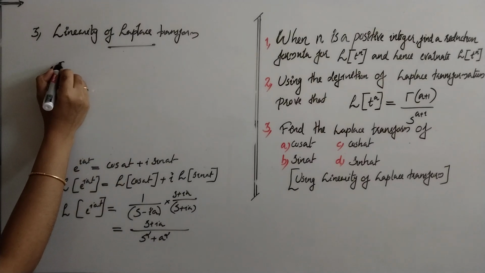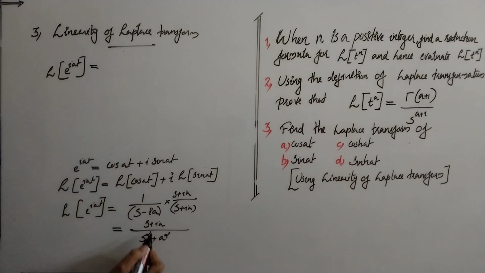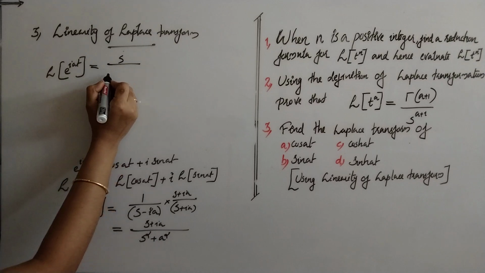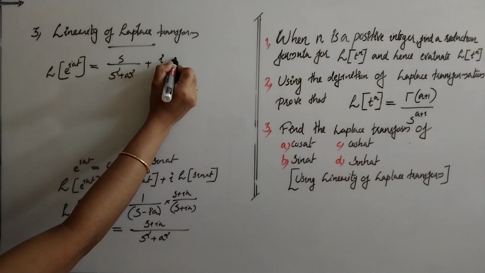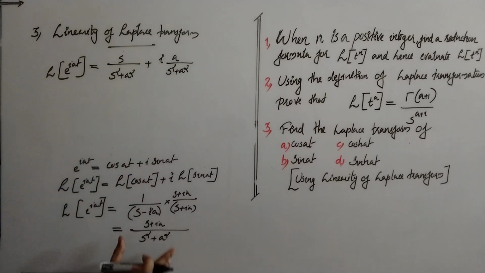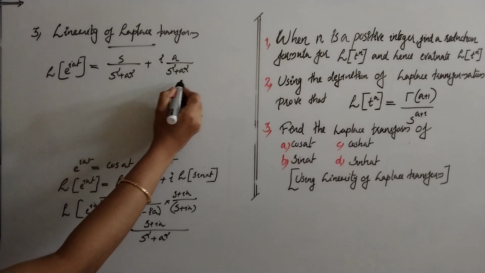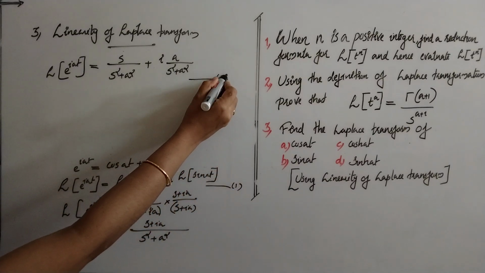So the Laplace transform of e raised to iat is equal to what? s divided by s square plus a square plus i into a divided by s square plus a square. I just split into two parts. Now equating the real and imaginary parts of these two equations, we get what?